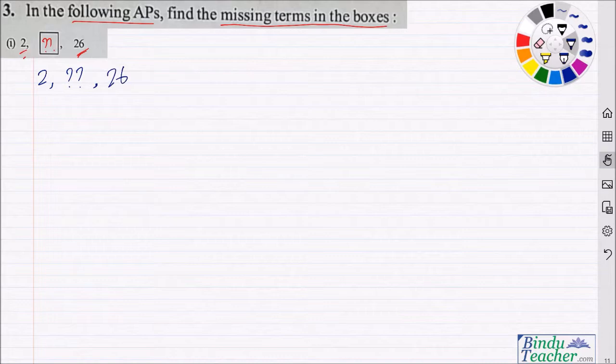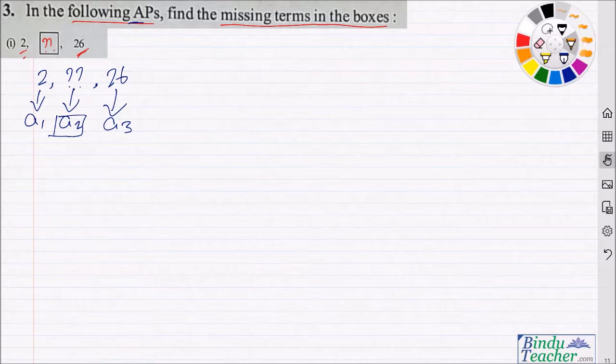So here in the question, it is already mentioned that these are arithmetic progressions. So if that is the case, then 2 is the same as A1, the unknown is the same as A2, and 26 is the same as A3. So we have to really find out the value of A2, which is unknown. Now, how do we solve this? So for this, we'll have to write down what is an arithmetic progression.